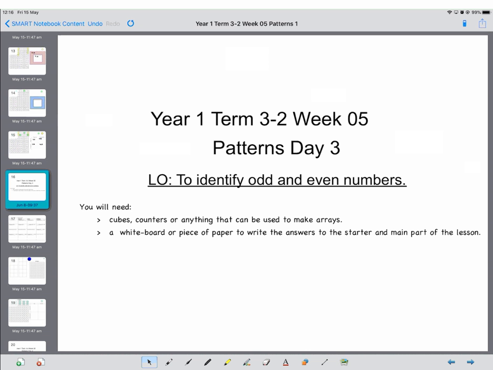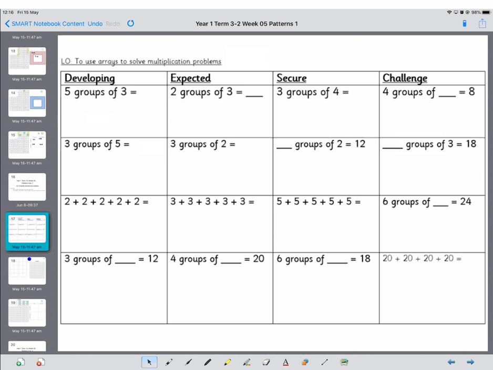But before we do that, we're going to be making use of some other arrays. So you can use cubes and counters or anything else that you can make an array with in order to solve the following set of problems. So grown-ups, as usual, pause the video until you're ready to go for it.